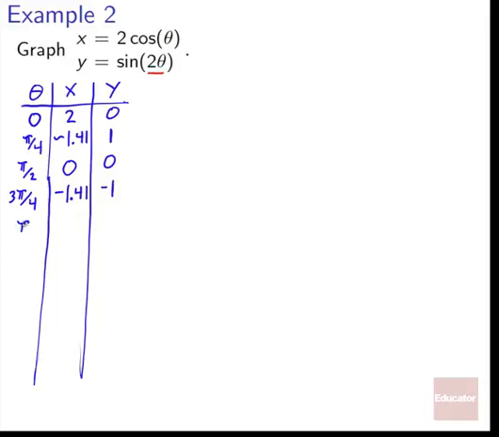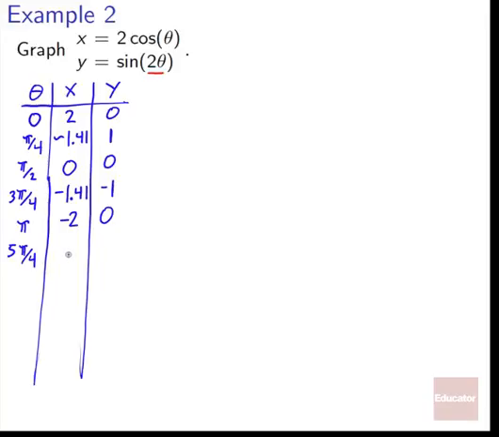Plug in pi. Pi into cosine theta gets us negative 1. 2 times that will be negative 2. Pi into sine of 2 theta, sine of 2 pi, is just going to come out to be 0. Notice we're starting to see a pattern with how sine 2 theta is working. At 5 pi over 4, sine has managed to make one entire trip around the unit circle, because it's doubled up. It's got 2 theta, so it moves twice as fast. Normally it would take 0 to 2 pi, but sine of 2 theta does that in half the time, so it's already hit one entire wrap around the unit circle, and we're just going to wind up seeing a full repeat at this point.